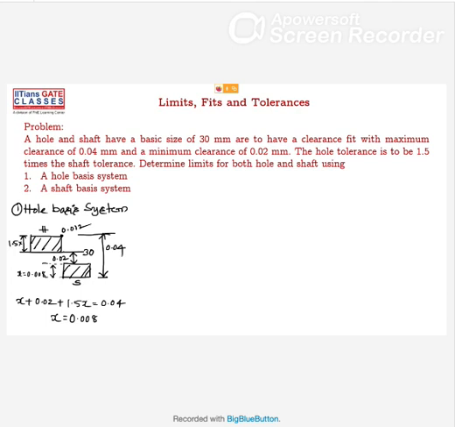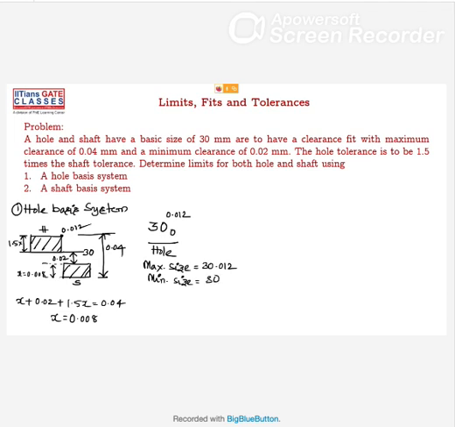So what is the dimension of the hole? For the hole, you have the basic size of 30, right? The minimum size is 30 and the maximum size is 30 plus 0.012. So for the hole, maximum size is equal to 30.012. Minimum size is equal to 30.